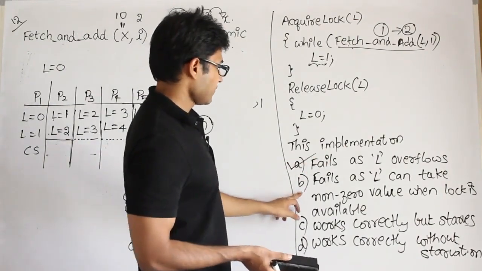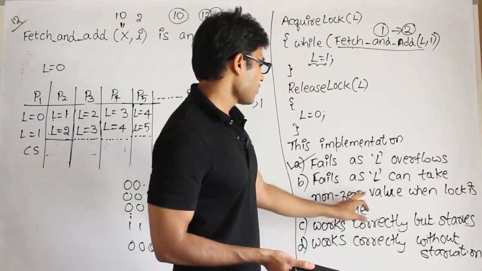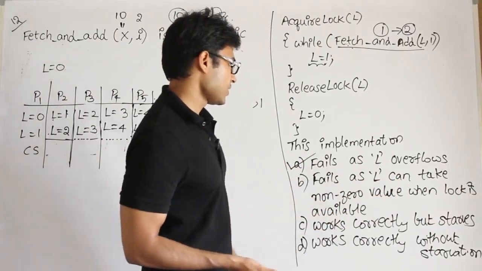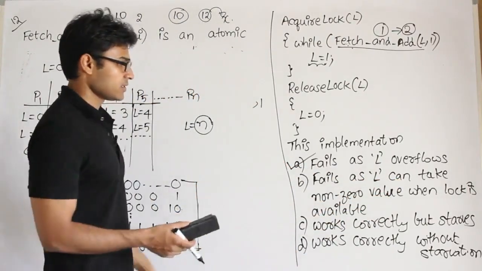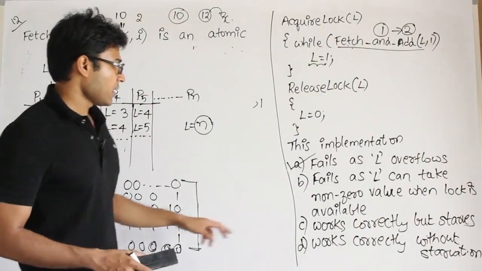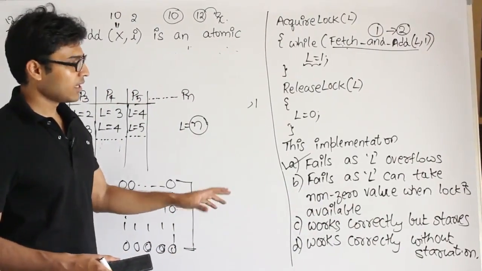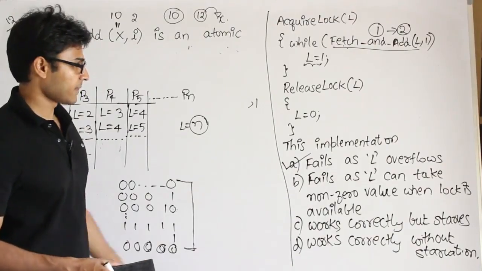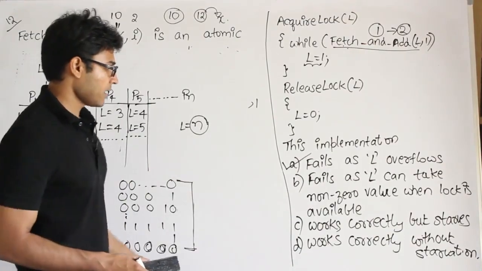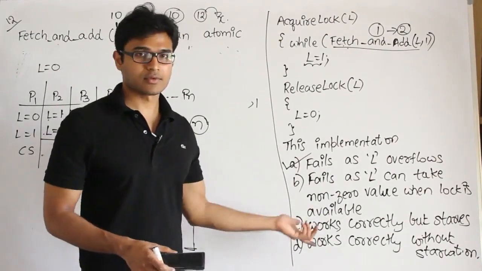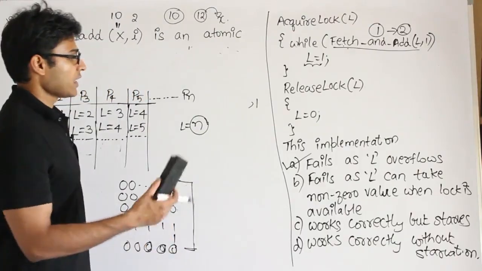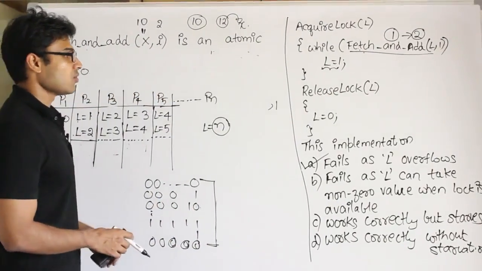Now the next option is saying it fails as L can take non-zero values when lock is available. It is not possible. When lock is available, it will always be 0, and it works correctly, but starvation is there and it is not working correctly, right, because L is going to overflow. Therefore the answer is it fails because L overflows.